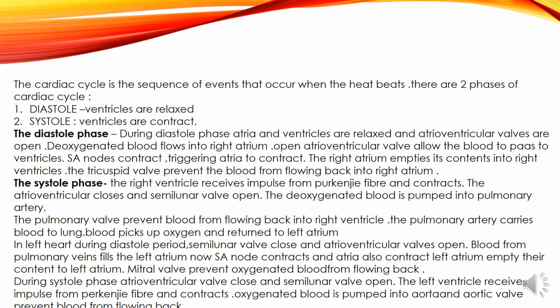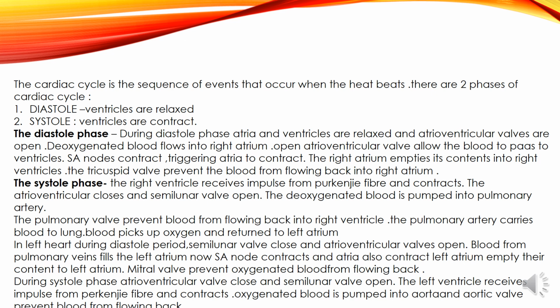So during the diastole phase, atria and ventricles are relaxed and atrioventricular valves are open. The blood is going from one compartment to another. The deoxygenated blood flows into the right atrium. An open atrioventricular valve allows the blood to pass through to the ventricles.